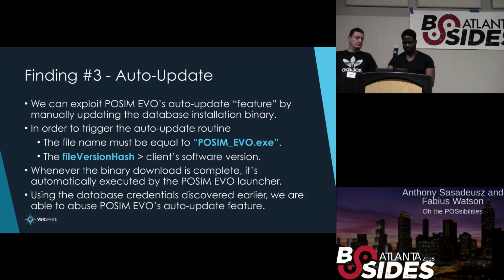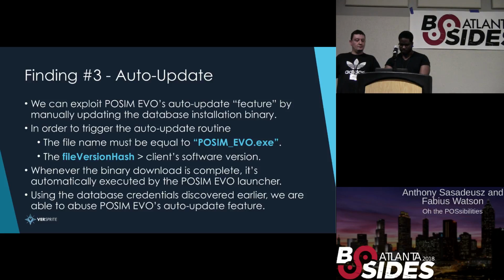Here's a demo of that in action. First we log into the database server, and then we switch over to the POSIM database context. After that, we want to get the actual version number that's stored in the database. You can see here it's 1.15.5. We want to update that so that it's newer than what the client would be running, so we're going to change it to 1.15.6. And then we're going to upload a binary to the server, and we're going to name it POSIM_evo.exe.